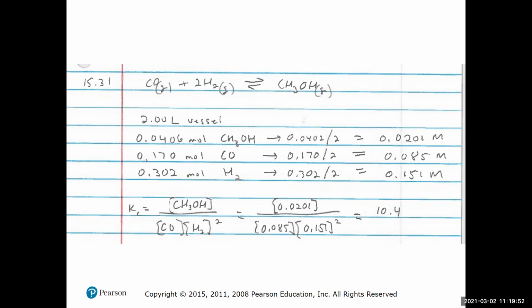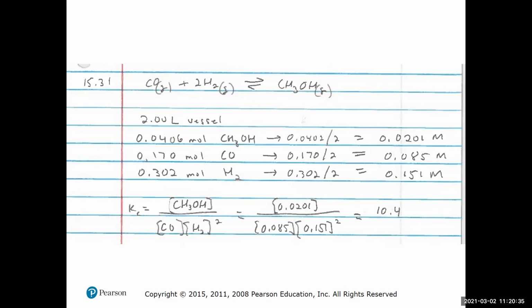Now what we need to do is, what information do we have about the concentrations for the products and the reactants? Well, we were actually given the moles for each of those. So 0.0406 moles of methanol, 0.170 moles of carbon monoxide, 0.302 moles of hydrogen. So that's a good start. But remember, to use this equilibrium expression, we have to be in molarity, moles per liter, not just moles. And we were told in this case that we had a 2-liter vessel.